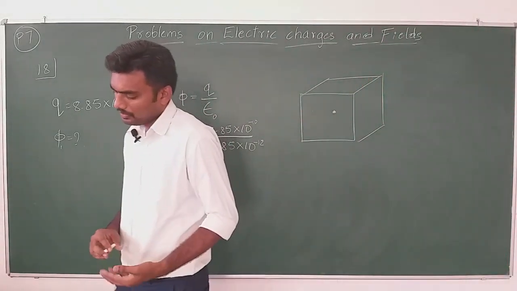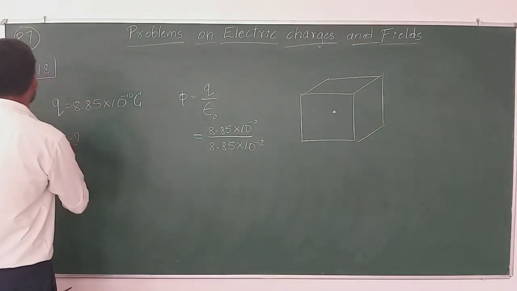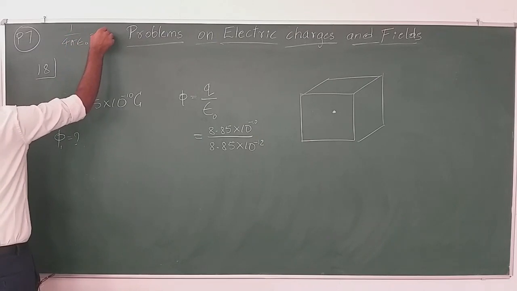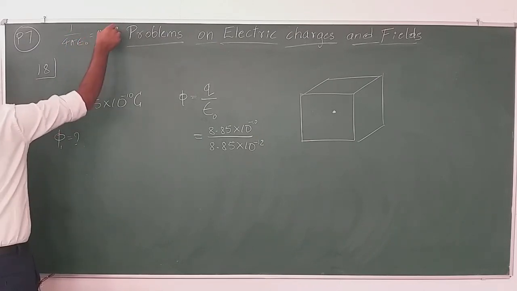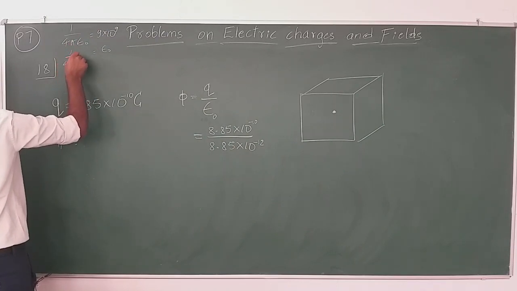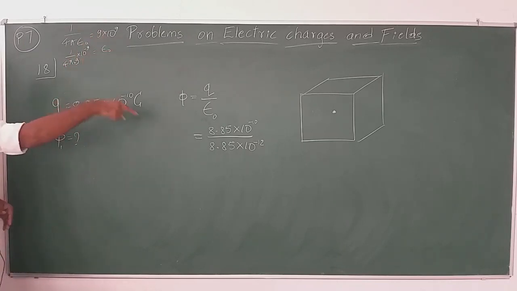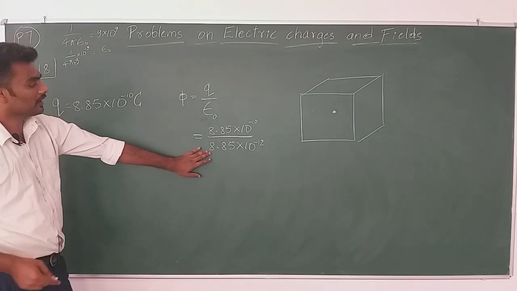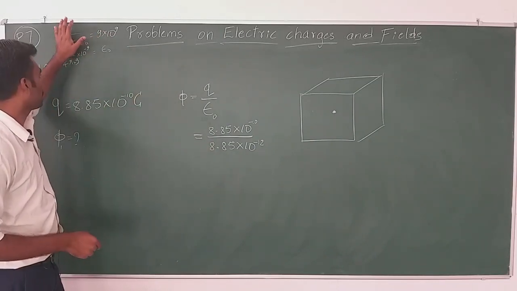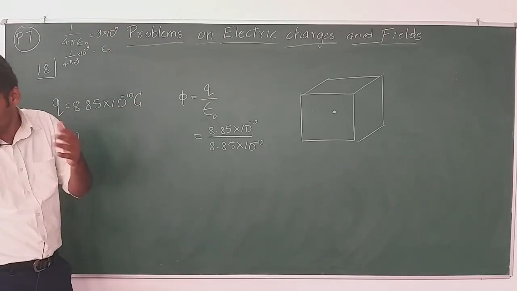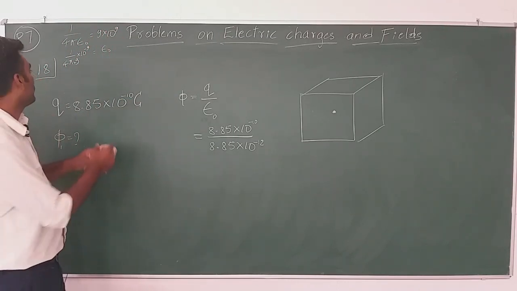Or you can also keep the value of 1 by 4 pi epsilon naught in mind, which is very simple, 9 into 10 to the power of 9. Send this epsilon naught here, send this here, that is going to be 4 pi times 9 into 10 to the power of minus 9. Simplify this, you will get this value. Either memorize this, or you can get the value of epsilon naught using 1 by 4 pi epsilon naught equal to 9 into 10 to the power of 9. Both of them are fine. Finally, we need the value of epsilon naught.